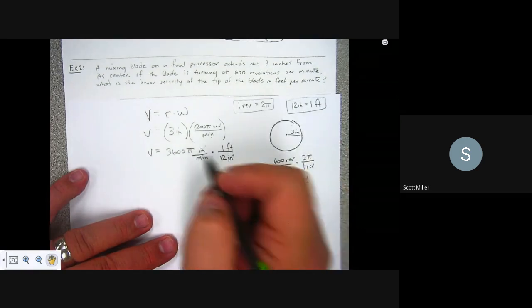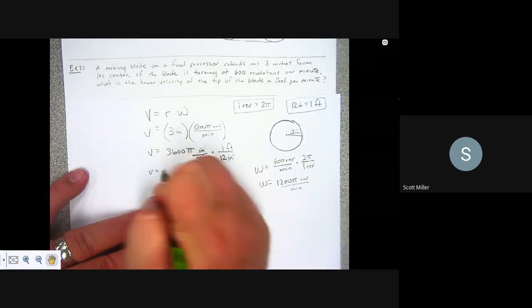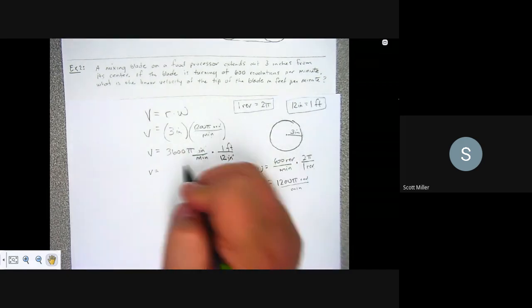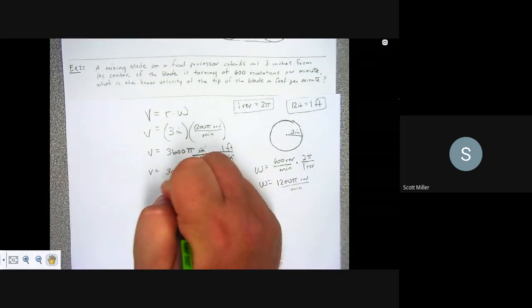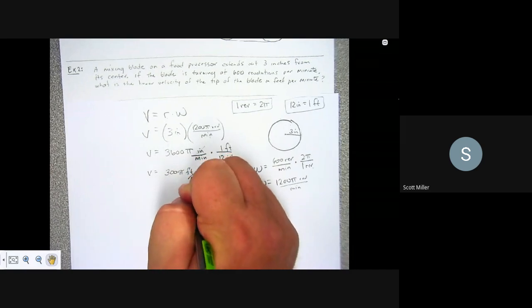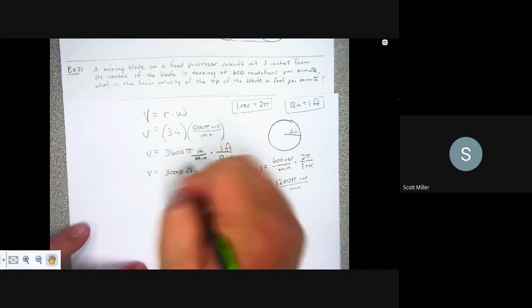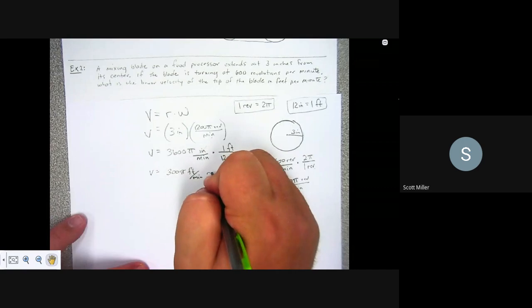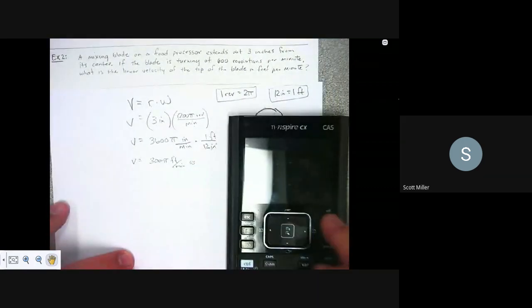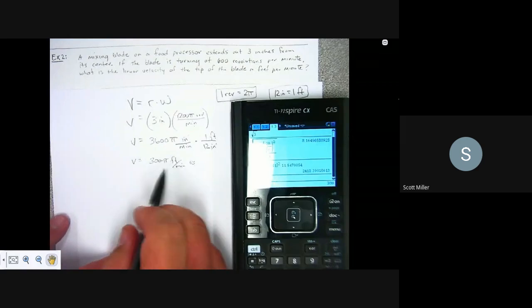You can use a calculator and work this out. 12 into 3600 is 300. Pi is still there, and this will be in feet per minute. This is the actual answer. If you want to give an approximation, you can. All approximations are rounded to 3 decimal places, but I want to see the actual answer first.